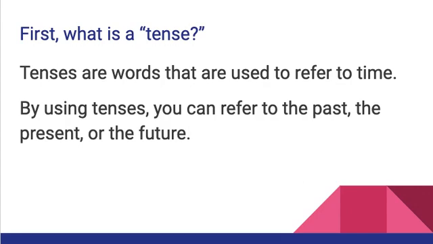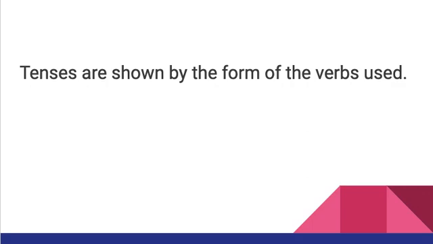And by using those tenses, you can refer to the past, the present, or the future. And they really only affect verbs. So you don't have to worry about them changing nouns or prepositions like we've learned about. It's just really what those nouns or subjects are doing within the sentence. So we're really only going to be working with verbs this week. So they are shown by the form of the verbs that are used. Just the tenses are going to be showing whether it's in the present, the past, or the future.